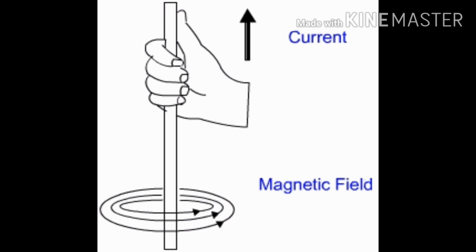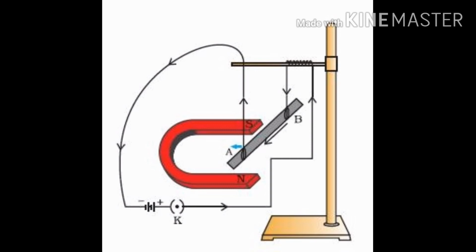Now we are going to learn the force acting on a conductor in a magnetic field. Whenever current flows through a conductor in the presence of a magnetic field, a force is exerted on the conductor.